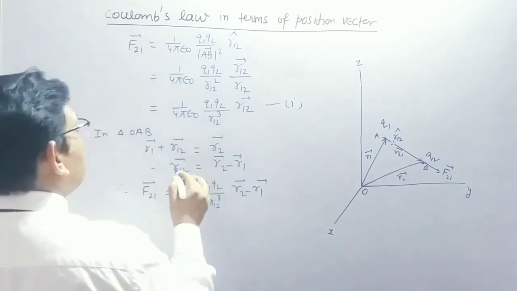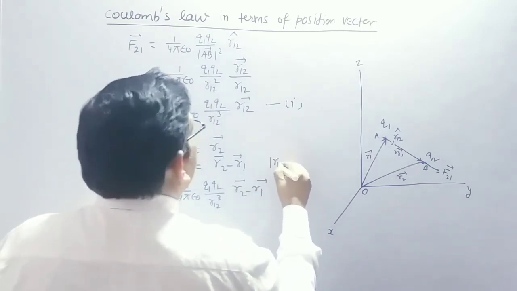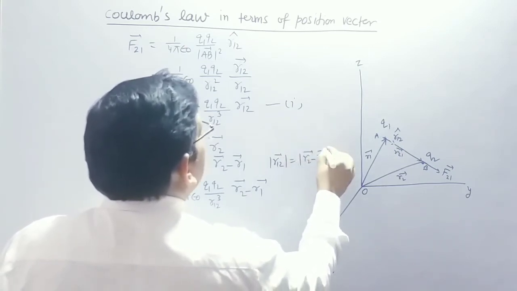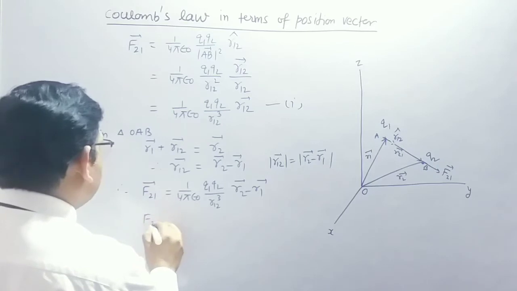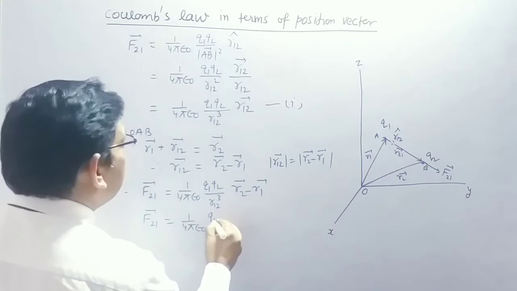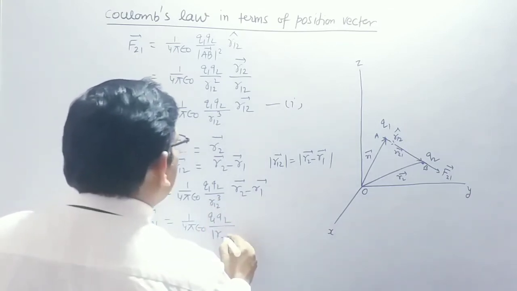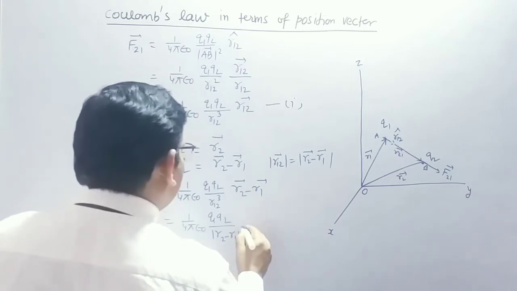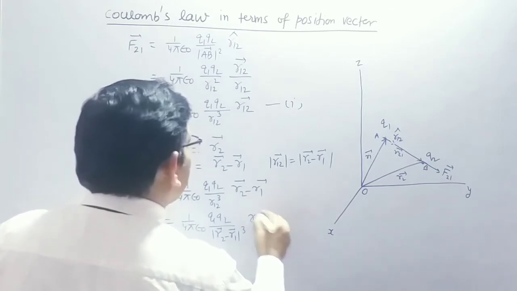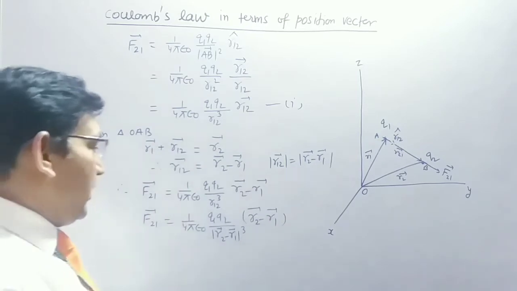Also the modulus of the r12 vector can be written as modulus of r2 minus r1. So finally the expression becomes 1 by 4 pi epsilon q1 q2, and r12 can be written as r2 minus r1 over modulus of r2 minus r1 whole cube. So this is the expression for force acting on 2 due to 1 in terms of position vector.